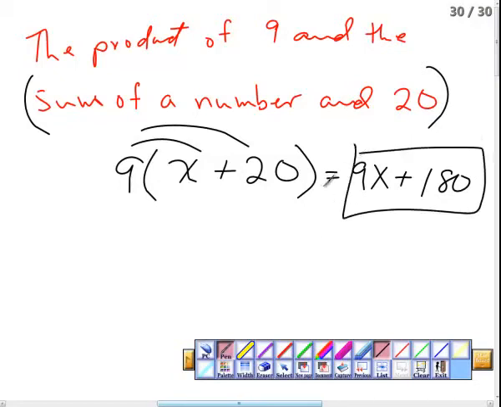Okay? Yeah, because it'll tell you to convert it from written to algebraic form and then simplify. So this is the simplified part. Okay?